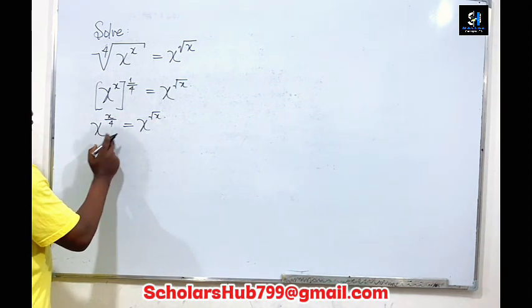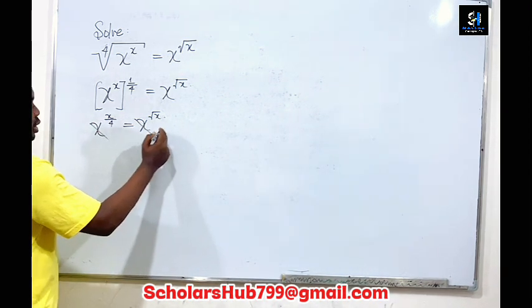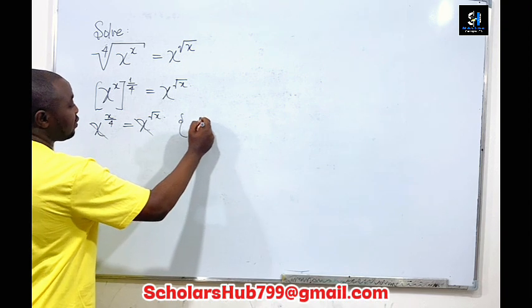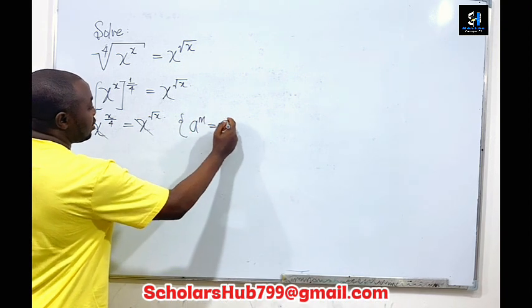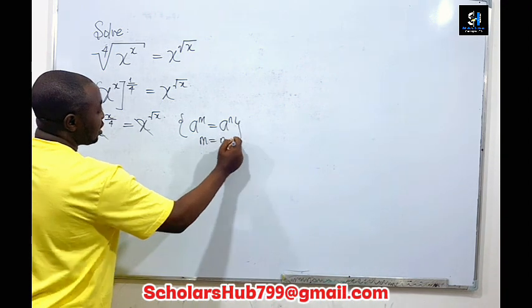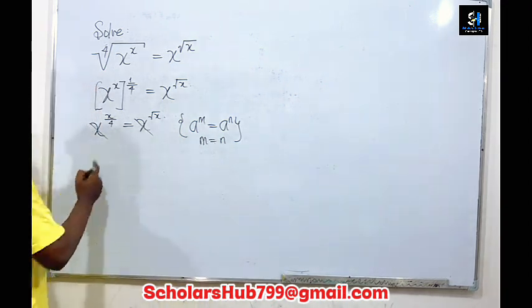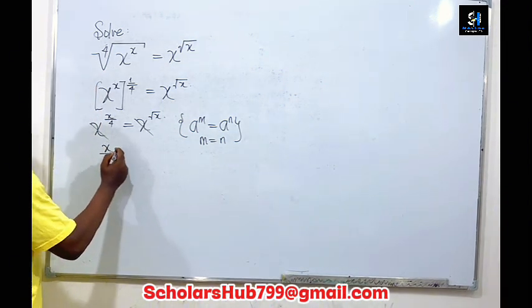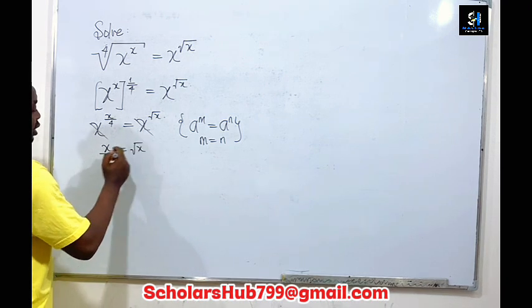Now we have the same base on both sides. That is applying the property that if you have a raised to the power of m equals a raised to the power of n, then it means we're going to equate the exponents. So this will be x over 4 equals root x.